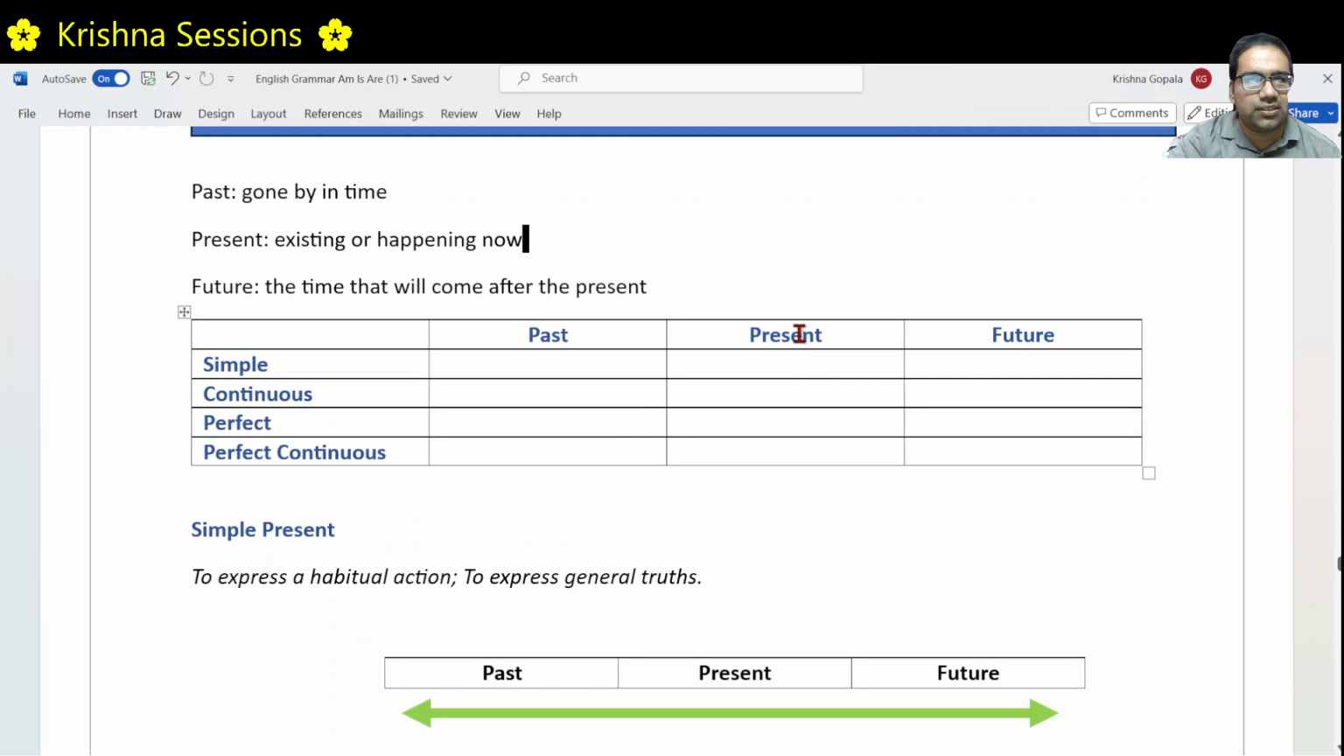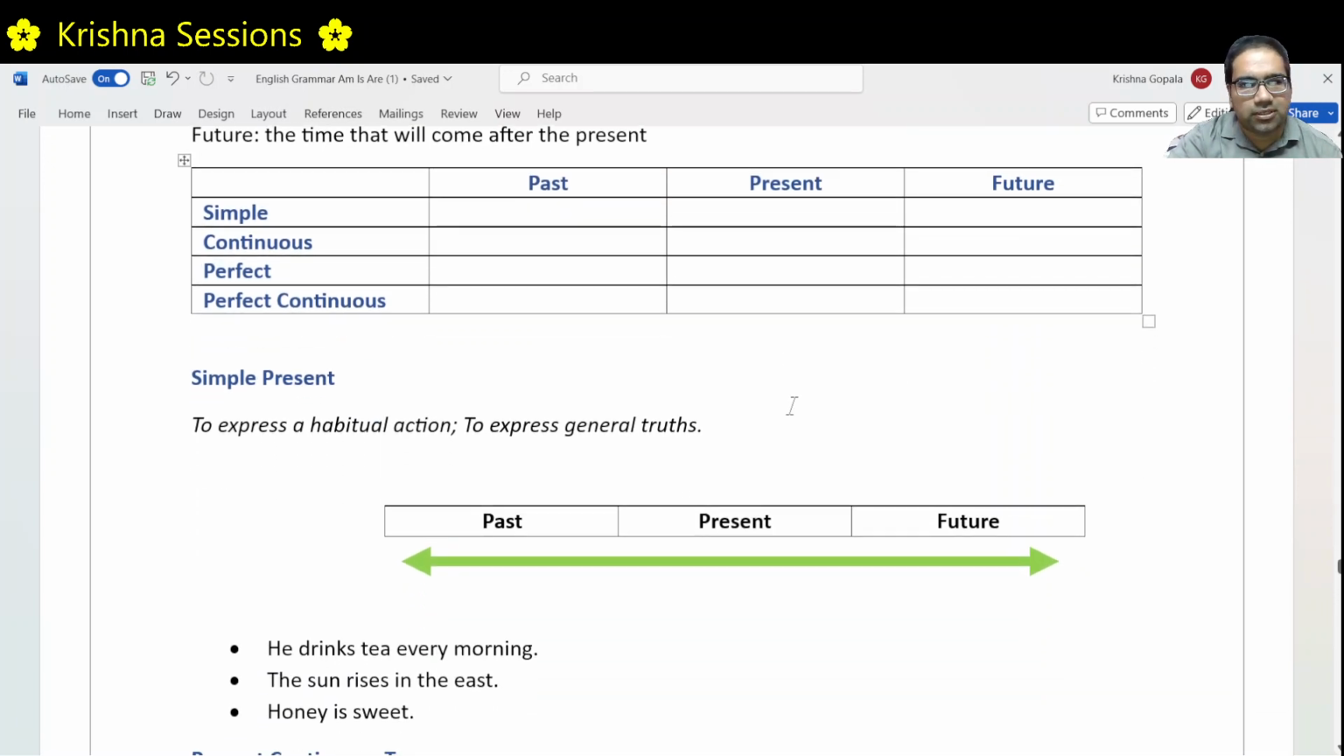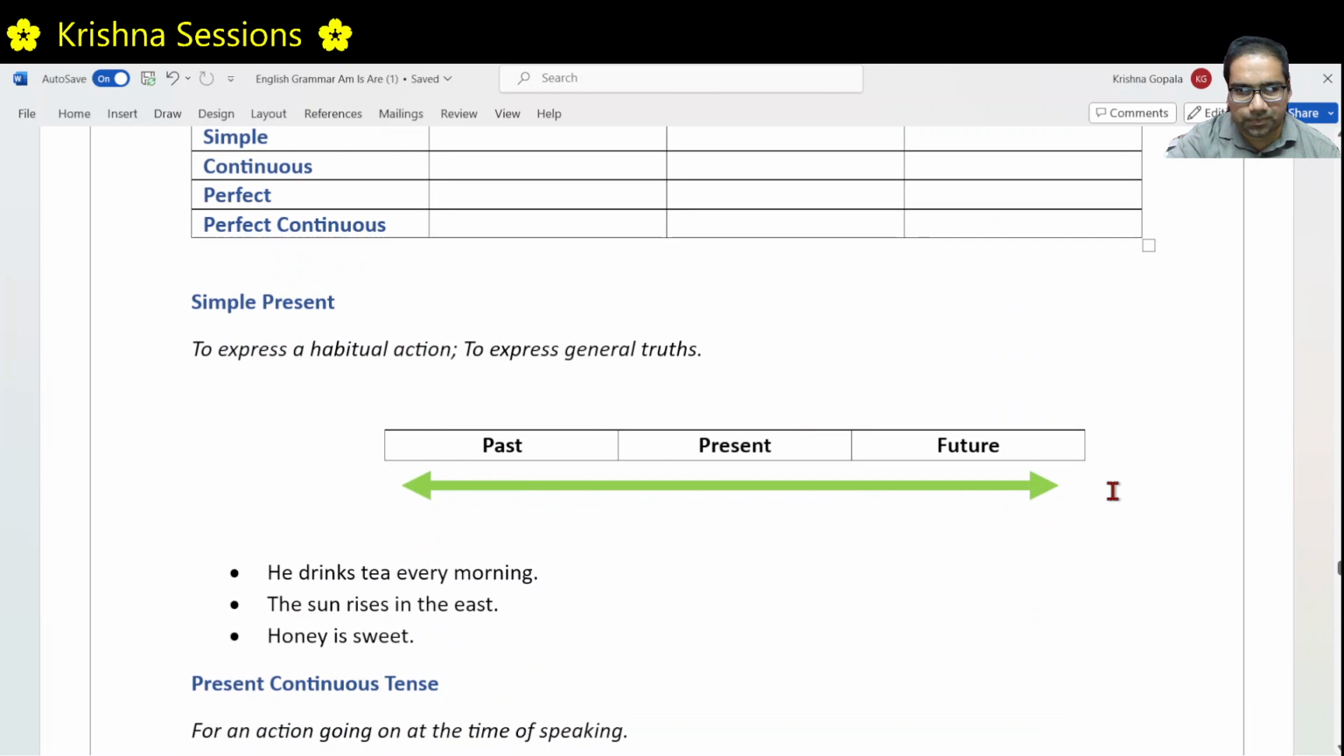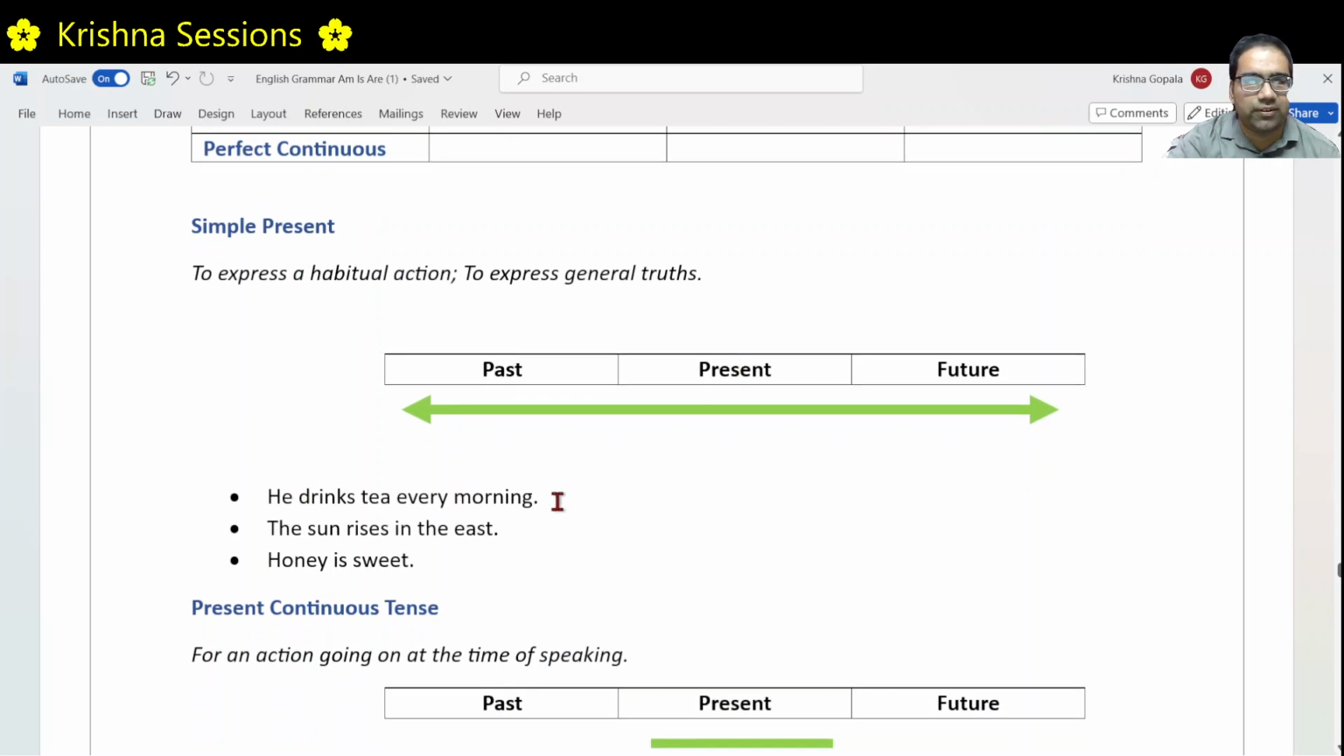For example, let's start with simple present, this box. Simple present is about something which is always true, be it in past, present, or future. It's a habitual action or general truth. For example, he drinks tea every morning. He was drinking in the past also, he will drink in the future also. This is true all the time, not just present. So this kind of statement is called simple present, or this tense is simple present tense.